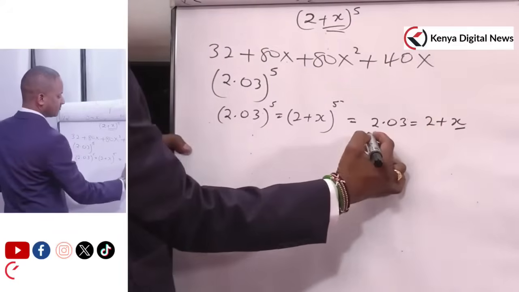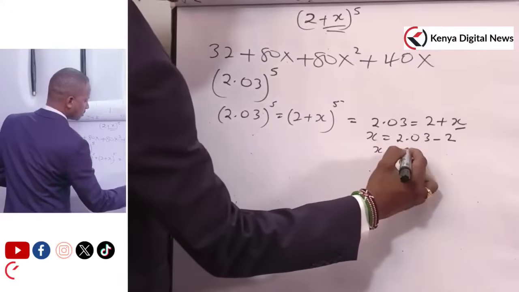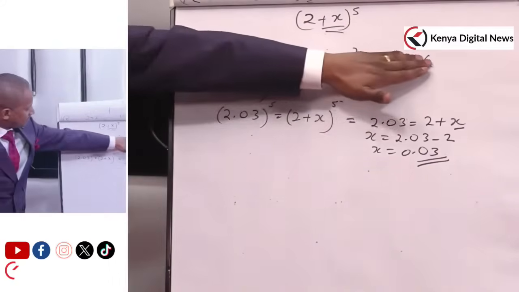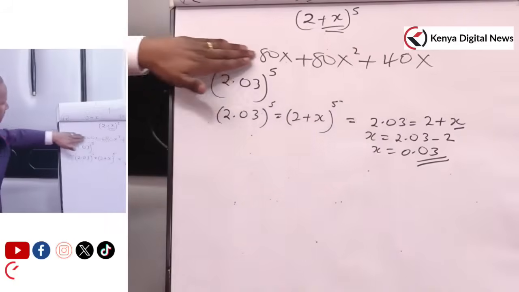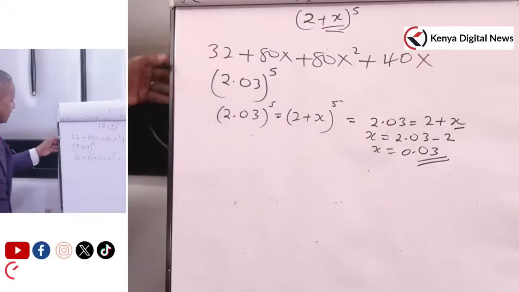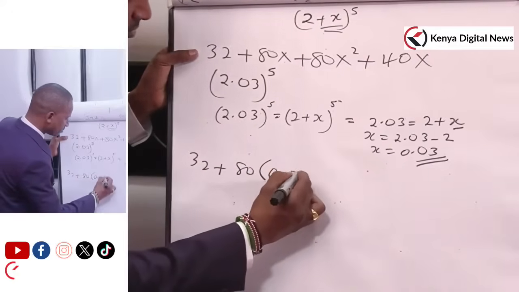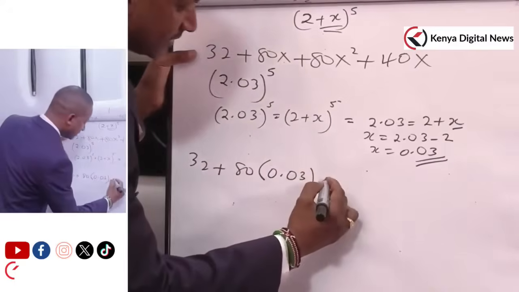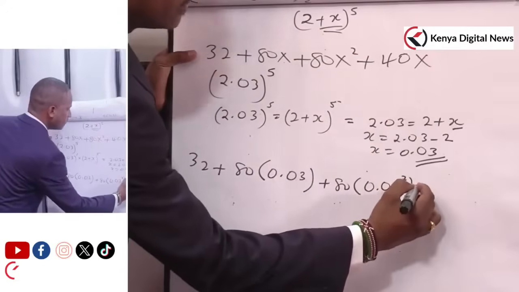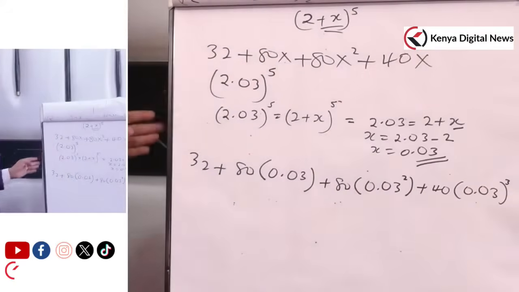Make x the subject of the formula. x equals 2.03 minus 2, so x equals 0.03. So in this expanded form equation of ours, where there is x, you put 0.03. So you come back here, you do 32 plus 80 times 0.03 plus 80 times 0.03, where there is x but it is squared, plus 40 times 0.03 but it is cubed.